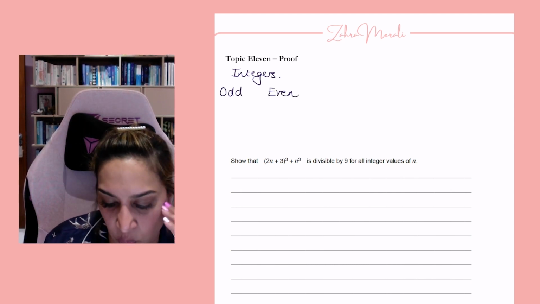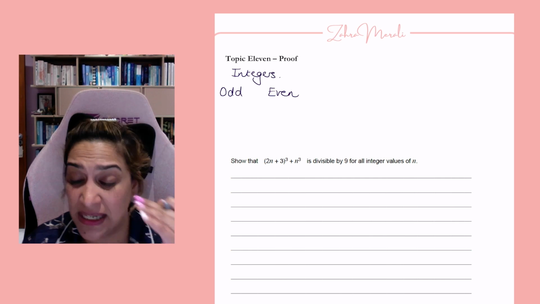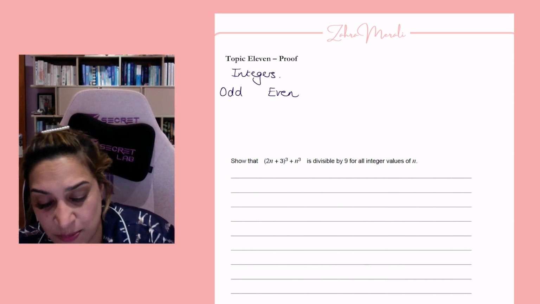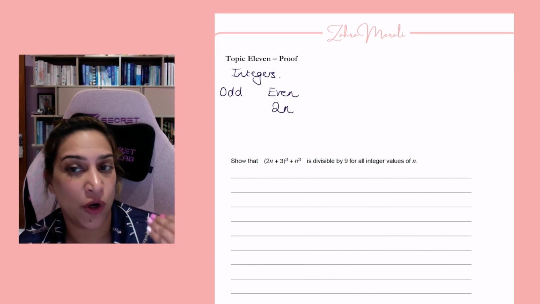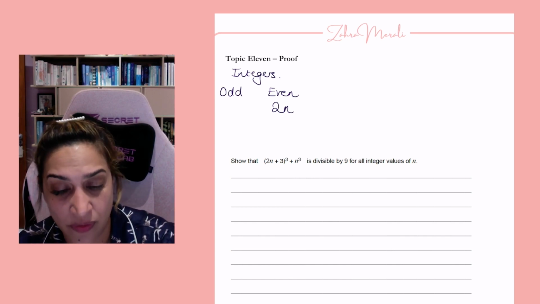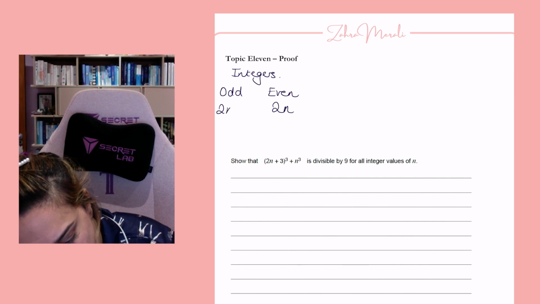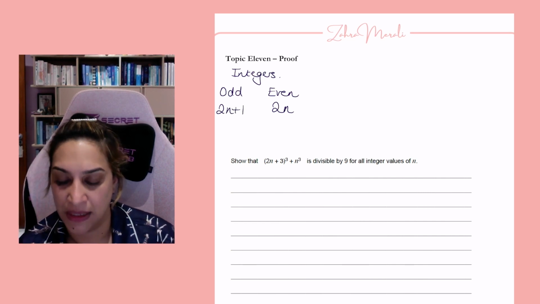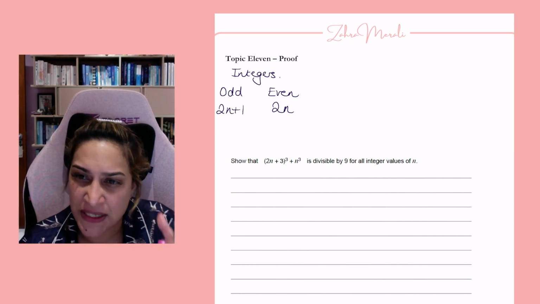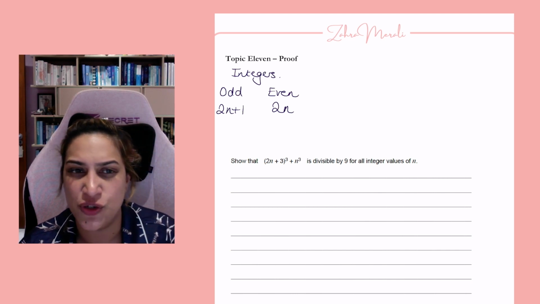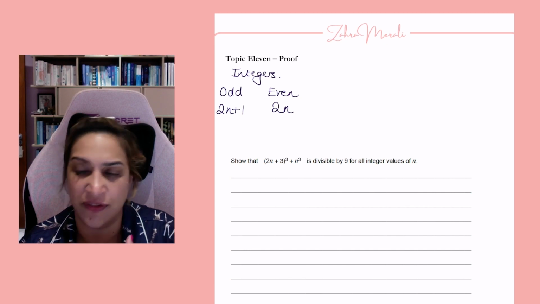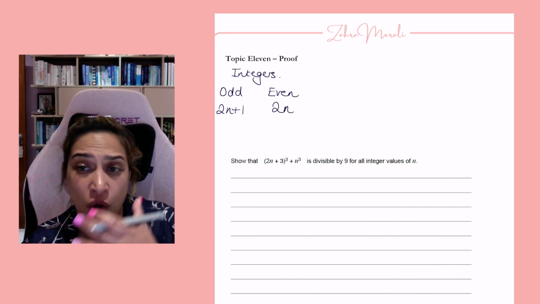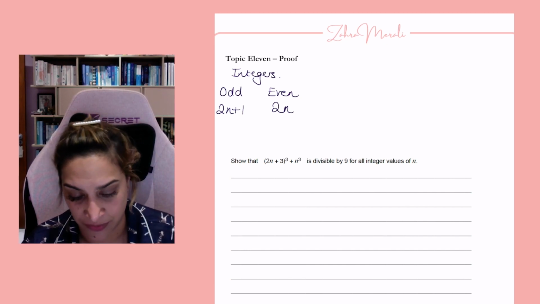So if we think about it, what is an even number? An even number can always be written as 2n or 2x or 2 something. Now an odd number is always one more than an even number. So an odd number is going to be 2n plus 1. Okay, and if something is divisible by something, it means you can take that number outside of the bracket. So if I have a 5 outside of a bracket, it means the whole bracket is divisible by 5.